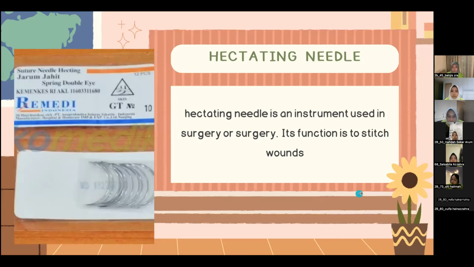Hecting needle. A hecting needle is an instrument used in surgery. Its function is to stitch wounds.